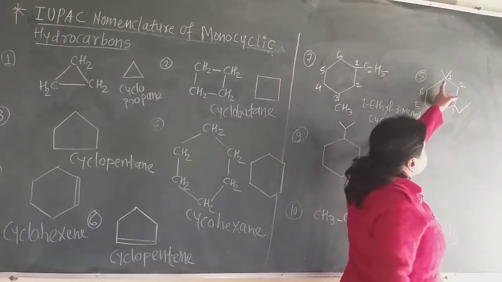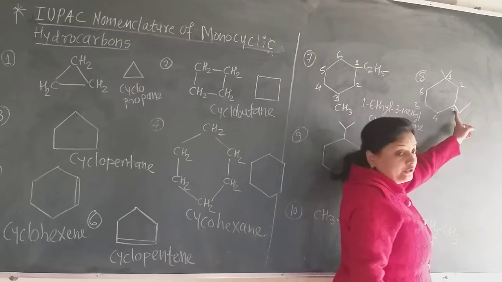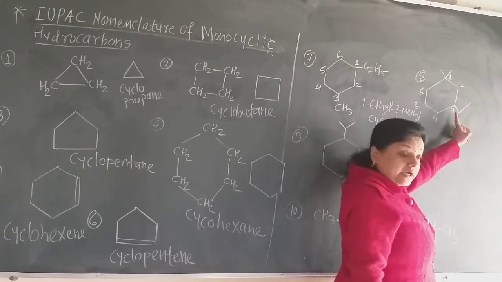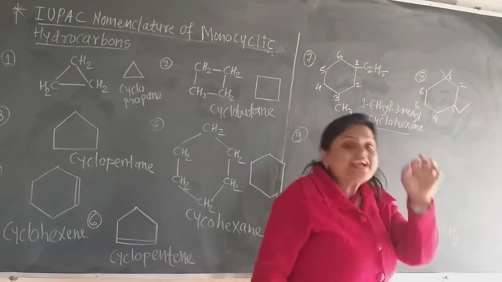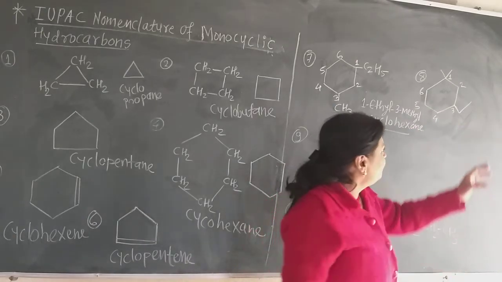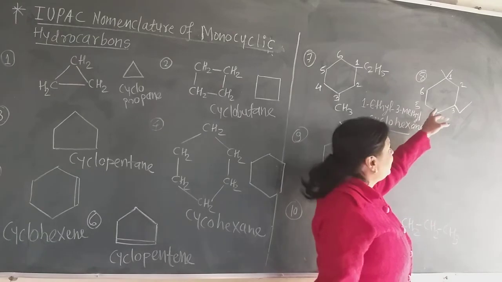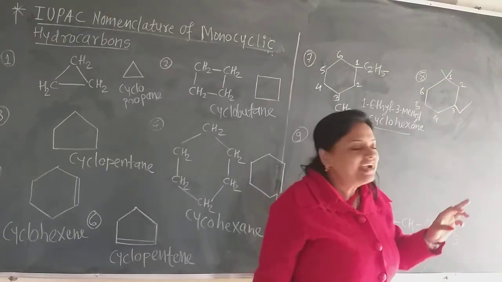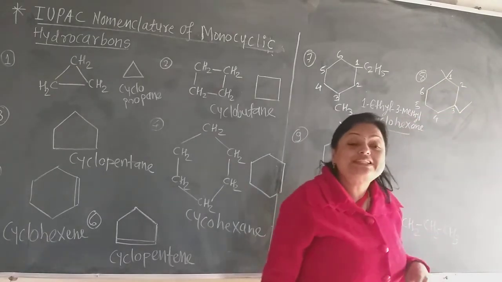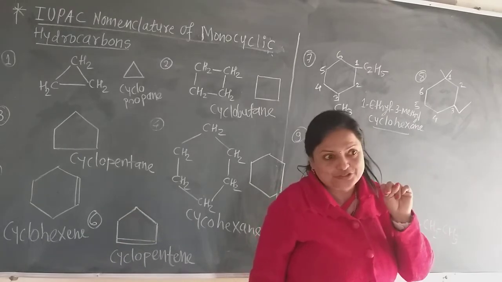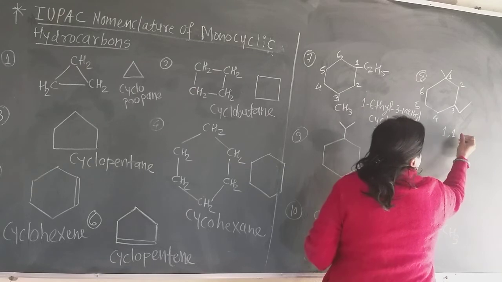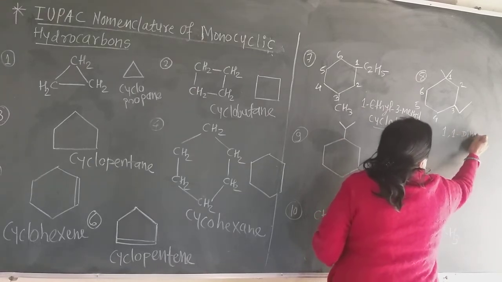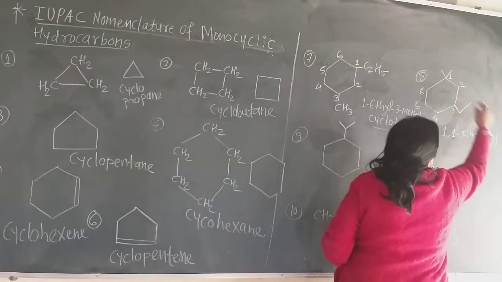Do not go in this way, 1, 2, 3, 4, 5, because the next alkyl group must be on the lowest carbon atom. So always give the numbering from this side and not from this side. Why do I give the number 1 here? Because that carbon contains two alkyl groups. So the name of this is 1,1-dimethyl, because they are two methyl groups.